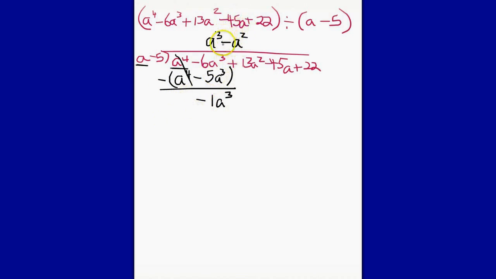Now, because a cubed times a is a to the fourth. But unfortunately, with our divisor being a binomial, when you multiply a by a cubed, you also have to multiply the minus 5 by a cubed when you put it down below. So when you do that, it affects the next term.